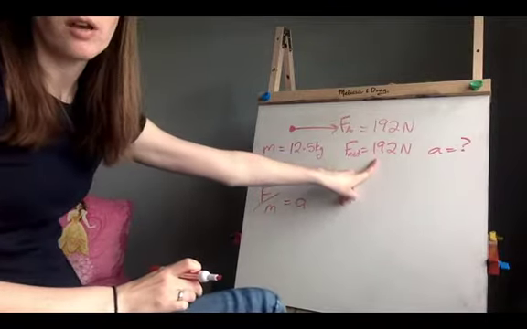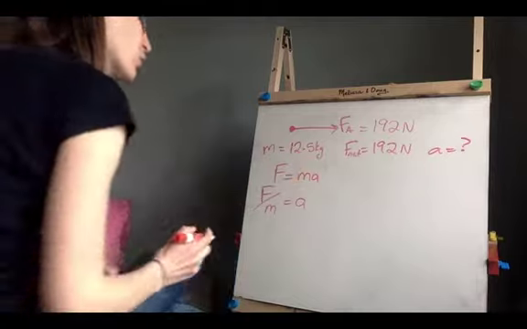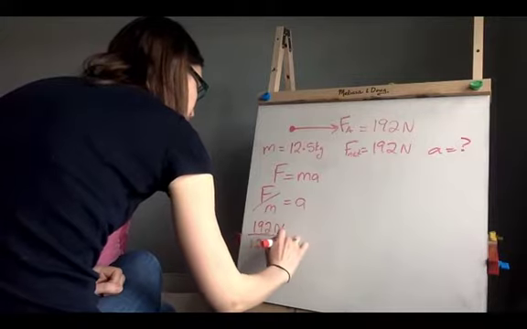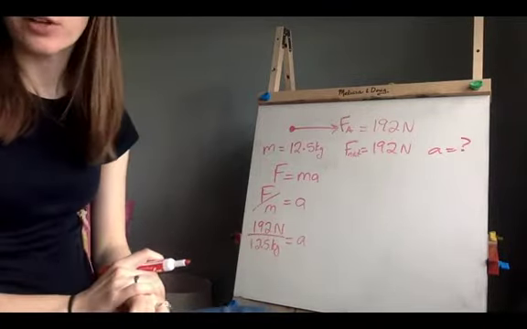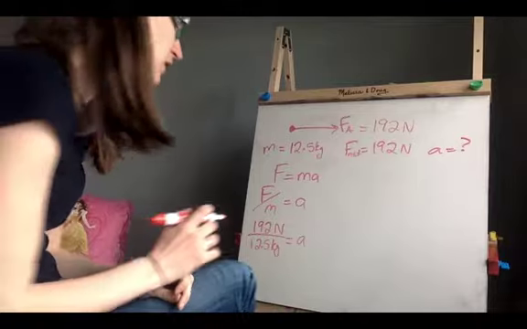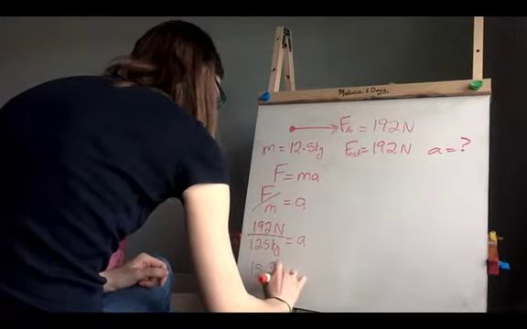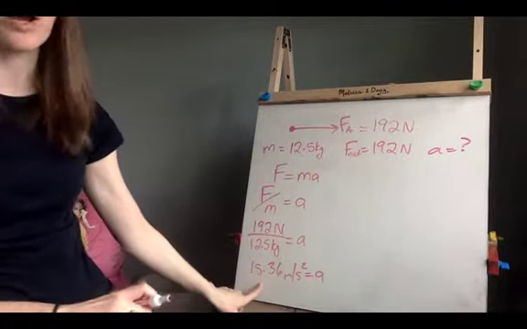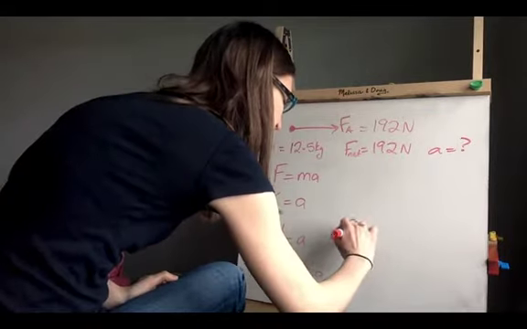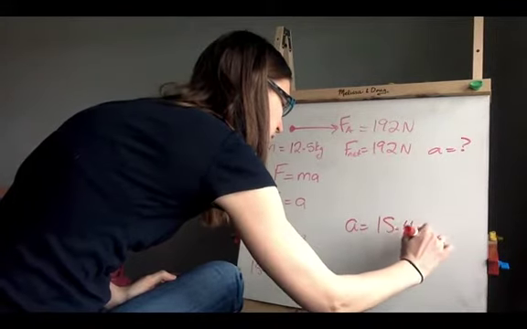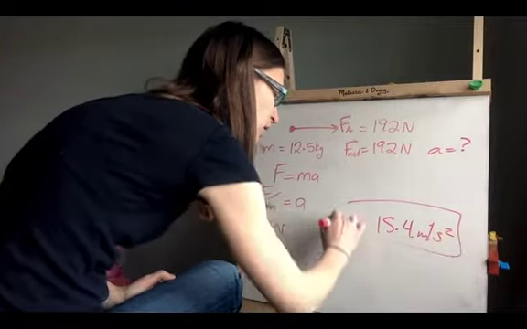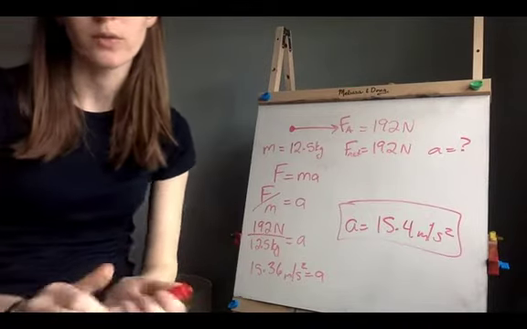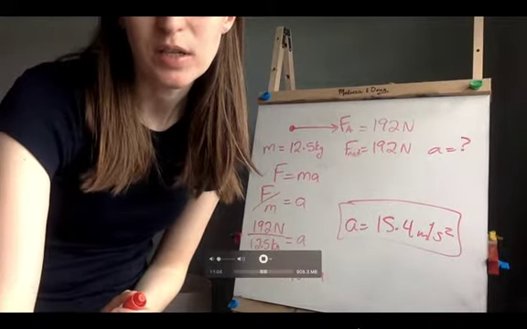So I take my force of 192, I divide it by my mass of 12.5, and that will be my value for my acceleration. When I do that, I get 15.36 meters per second squared. However, with sig figs, I only get 3, so this would round to 15.4 meters per second squared. Okay, so that's probably one of your simpler ones, just because it only involves one force. Okay, let's move on to sample problem number 2.